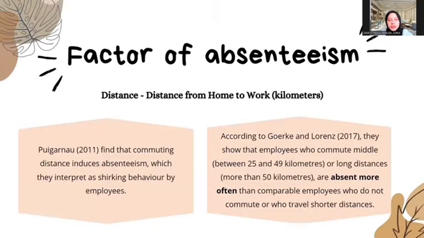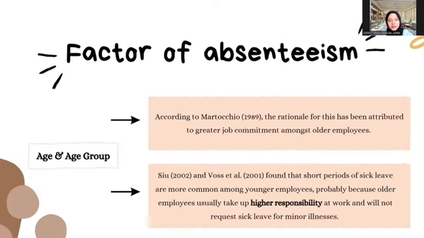Second is the factor of absenteeism, which is distance from home to work in kilometers. Lugano 2011 found that commuting distance induces absenteeism, which they interpret as shirking behavior by employees. According to Gorke and Lawrence 2017, they showed that employees who commute middle distance or long distance, more than 50 kilometers, are absent more often than comparable employees who do not commute or who travel shorter distances.